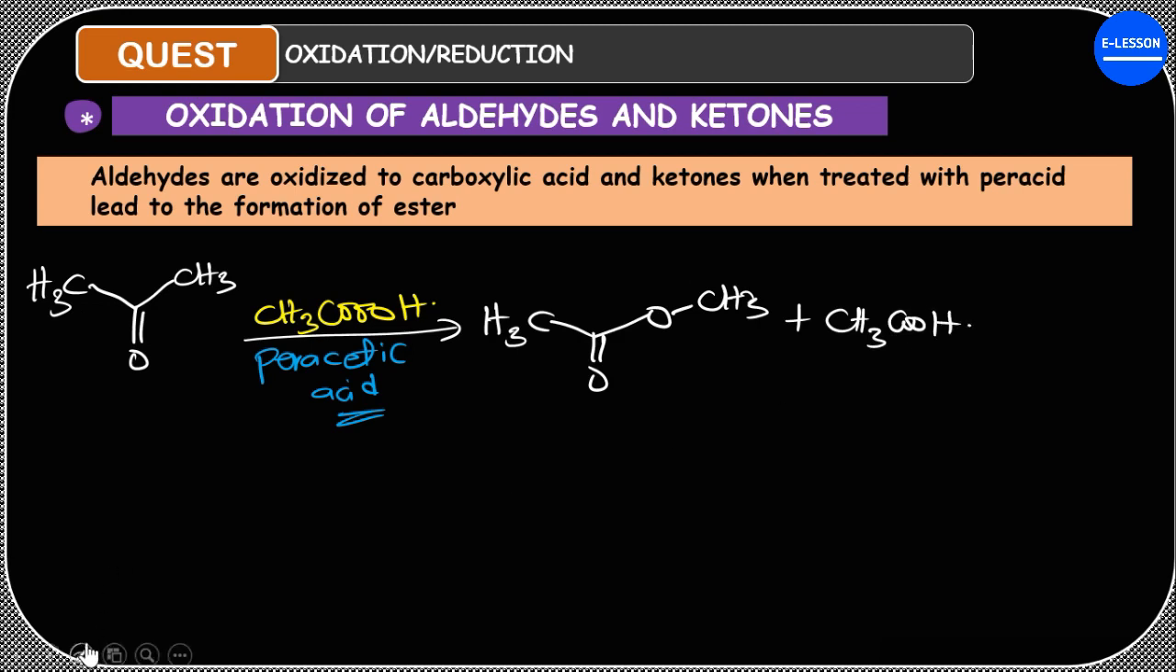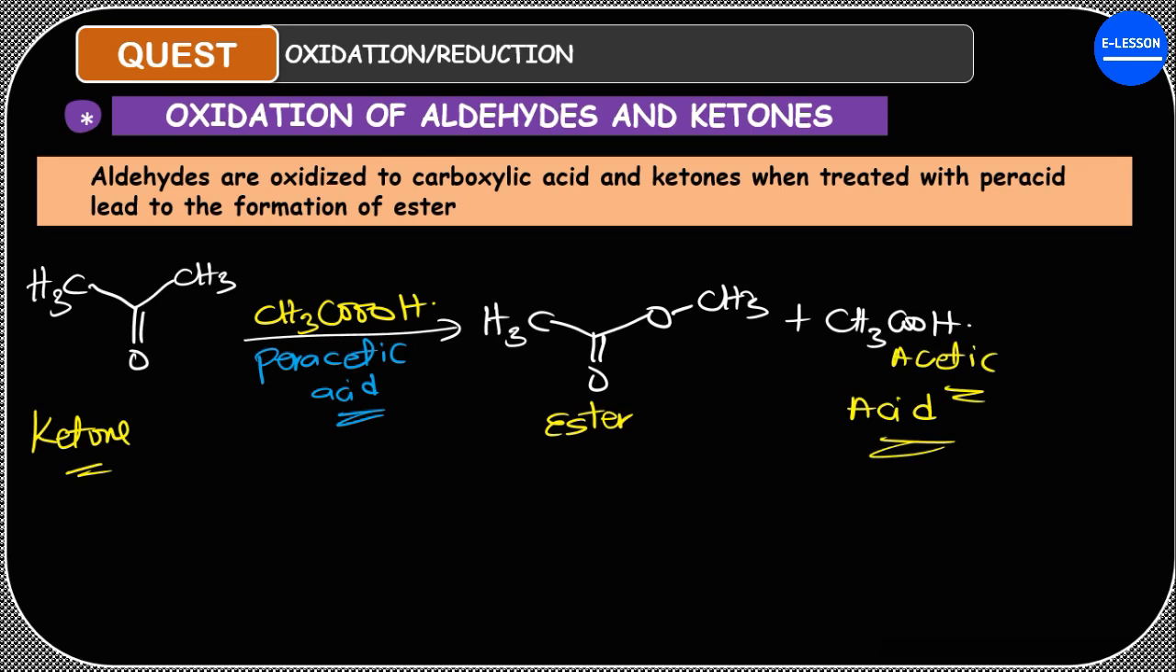Right? So this is, let's say, a ketone reacting with a peracetic acid to give an ester and then the corresponding acid. Peracetic acid will give us acetic acid, right? With an ester. So whenever ketones react with peracetic acid, it gives us the ester and the corresponding acid. So we have this.